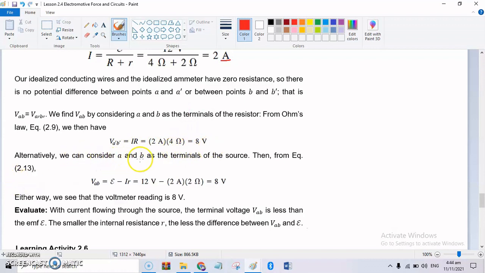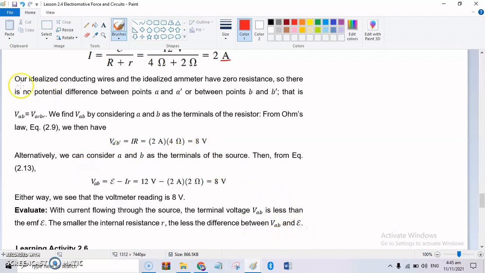Alternatively, we can consider A and B as the terminals of the source, so VAB is equal to EMF minus Ir. The EMF is 12 volt, the I is 2 ampere, and the internal resistance r is 2 ohm. That is 8 volt. Either way, we see that the voltmeter reading is always 8 volts. As an evaluation, with current flowing through the source, the terminal voltage VAB is less than the EMF. The smaller the internal resistance, the less the difference between VAB and E.